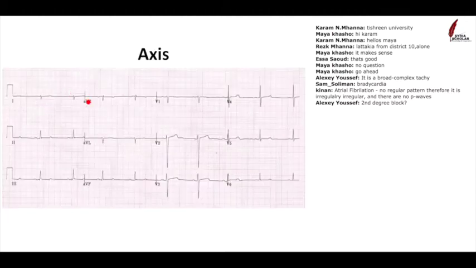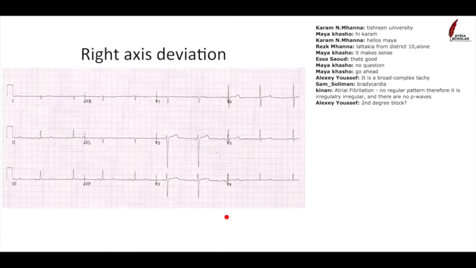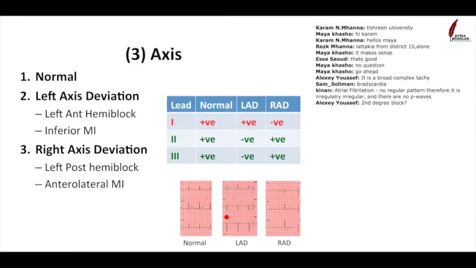In this one, the top is negative and the bottom 2 are both positive. This is a right axis deviation. Okay? And that's it. I'll show you a slide here which summarizes that.